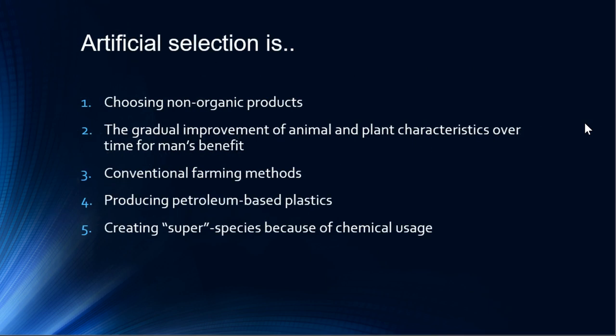We've talked about natural selection. We talked a little bit about sexual selection. The third type of selection is artificial selection, and we have actually talked about this a lot without you realizing it. So what is artificial selection? Artificial selection is the gradual improvement of animal and plant characteristics through traditional breeding or genetic engineering over time for man's benefit.